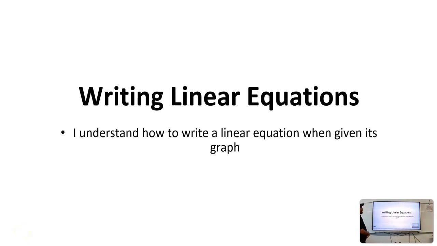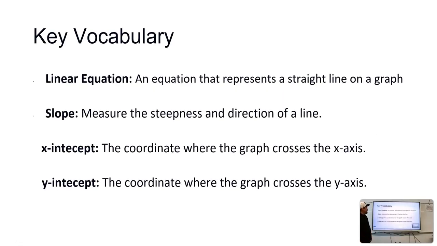All right, so now that we know how to find slope, how to find the y-intercept, and how to find the x-intercepts, we're going to do the opposite of what we've been doing. Our goal is: I understand how to write a linear equation when given its graph. We're going to primarily focus on slope-intercept form because that is the most common form when writing linear equations, but we could do it any of these other ways.